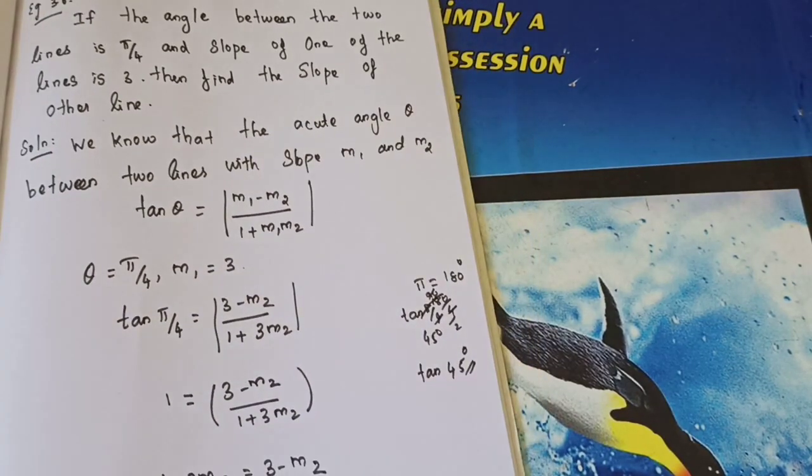Understand? The slope of the other line is 1 by 2. So the angle between the lines is given and the slope of one line is given. M2 you need to find. Just substitute in the formula and you will get the answer. Understand? So you have found the answer. Next, we will move to the next section.